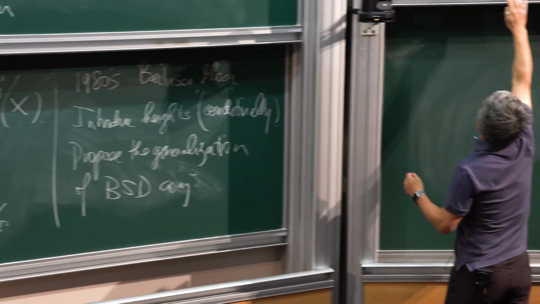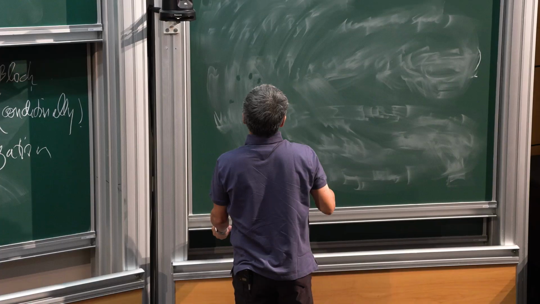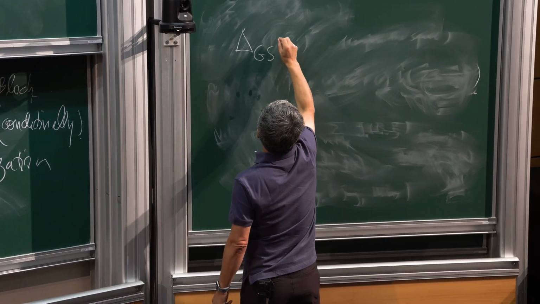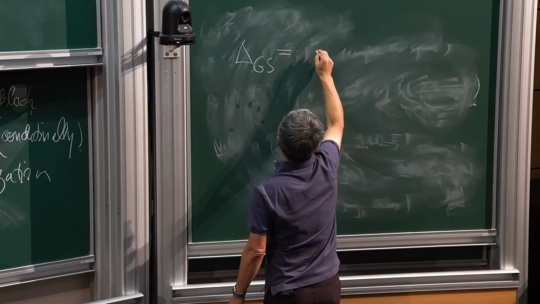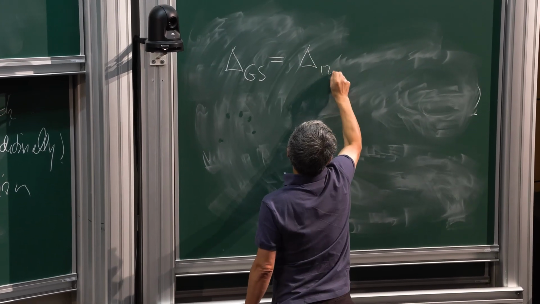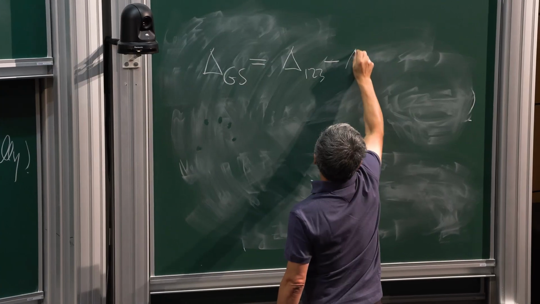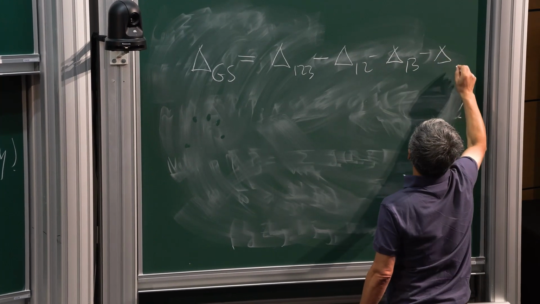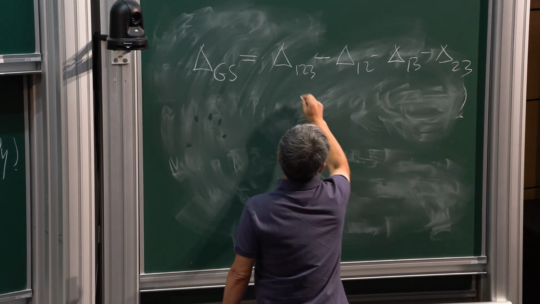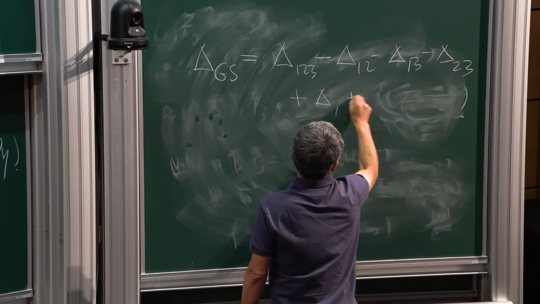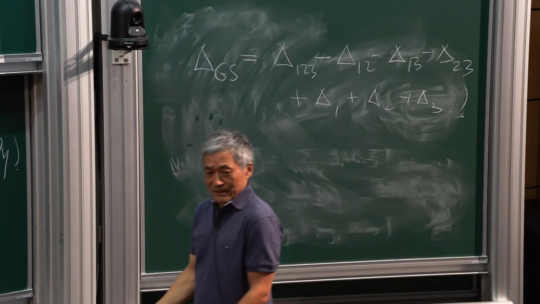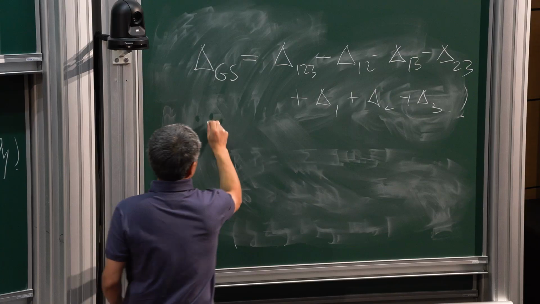So then, you take an alternating sum and you get a Gross-Schoen cycle. You take the main diagonal minus Δ12, minus Δ13, minus Δ23, then plus Δ1, plus Δ2, plus Δ3. So you make some alternating sum, and then it becomes homologically trivial.